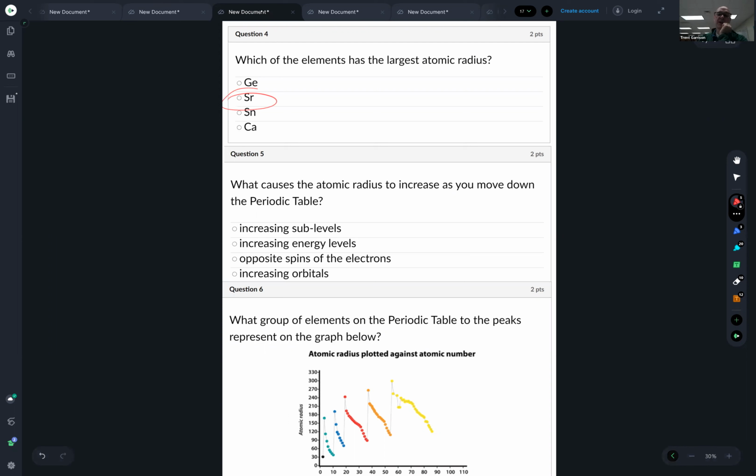What causes the atomic radius to increase? Energy levels. So that's repeated on the free response questions. What group of elements is represented by these peaks? It is the alkaline earth metals. They are all at the start of a row.